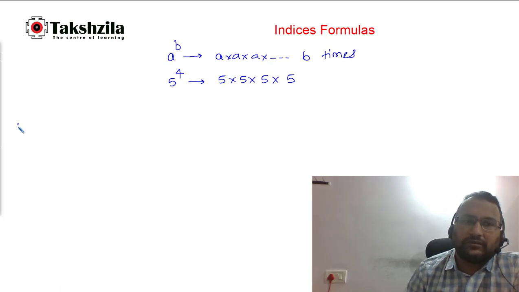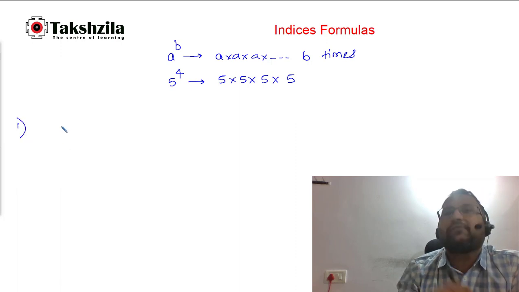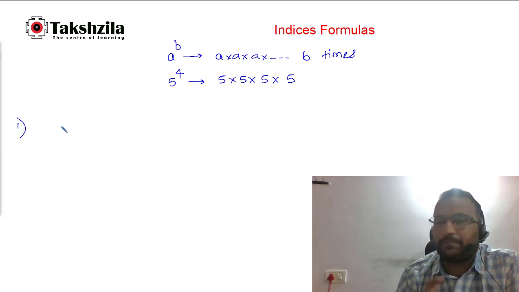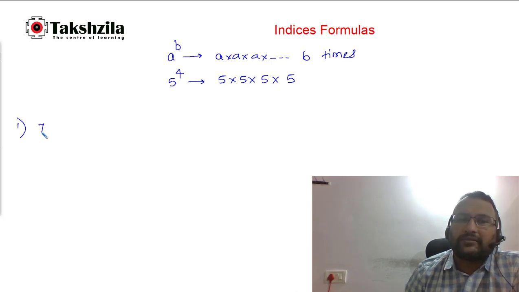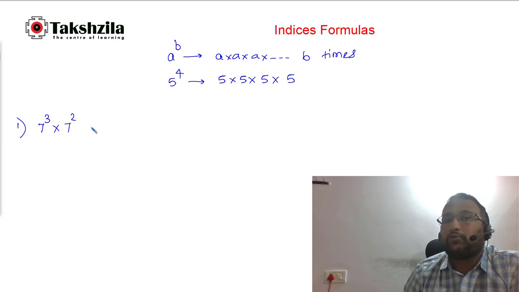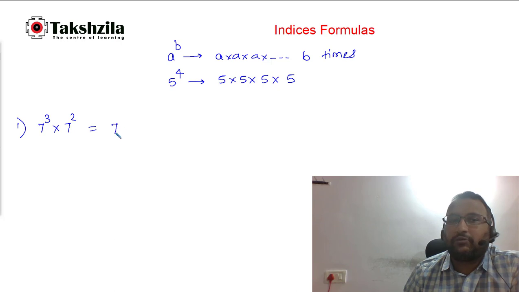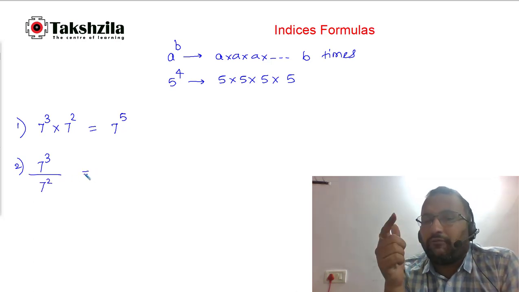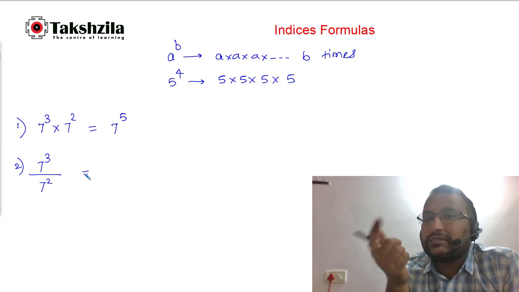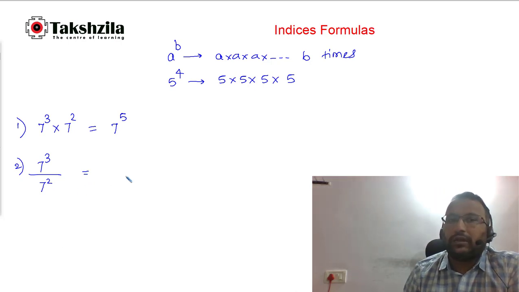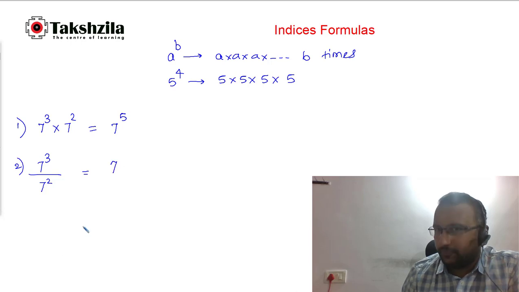The first formula: let's see an example first of all, and then we'll generalize the formula. If I want to multiply 7 to the power 3 with 7 to the power 2, over here total 3 plus 2, that is 5 times 7 is multiplied. So this multiplication is 7 to the power 5. The second example is 7 to the power 3 divided by 7 to the power 2. In the numerator there is 7 into 7 into 7, and in the denominator it is 7 into 7. So only one 7 will be remaining in the numerator.